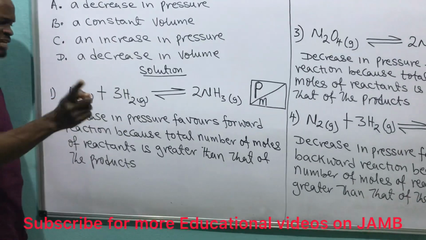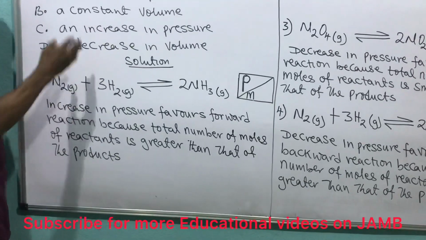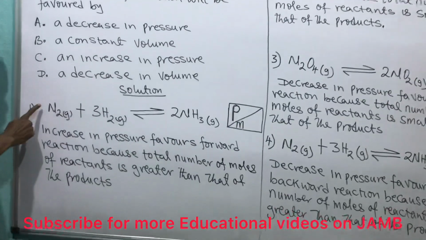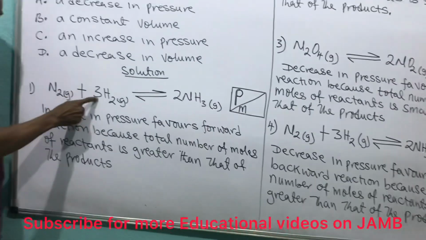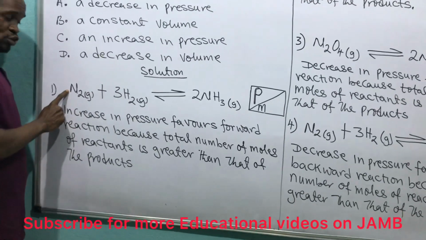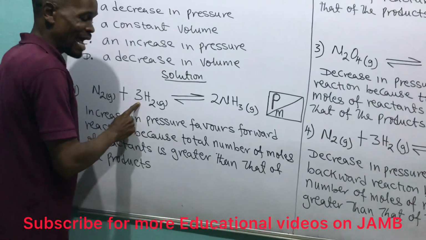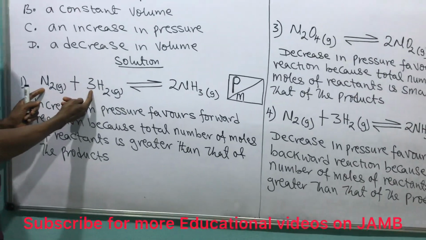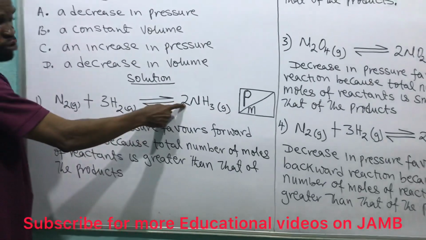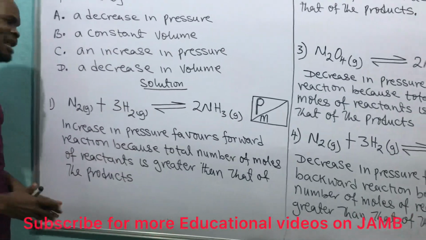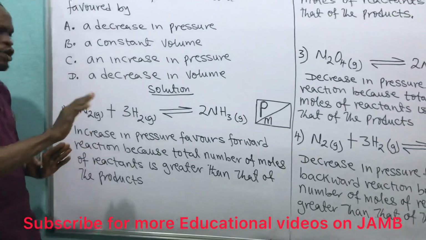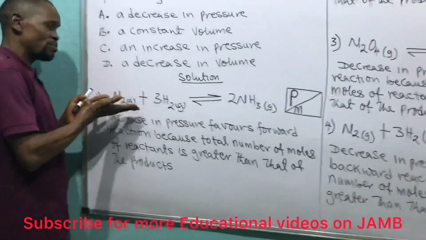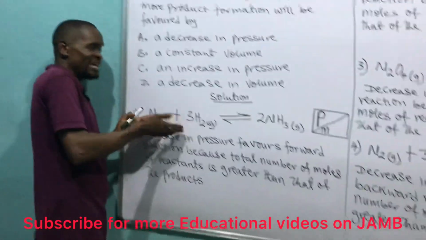Then let us go to this. The first thing I will do is to check the total number of moles in the reactant and the total number of moles in the product. This is 1 mole of nitrogen plus 3 moles of hydrogen, which gives 4 moles. Total number of moles here is 4, while the total number of moles here is 2. I think you're watching me. Then if I increase the pressure, the direction the reaction will favor is the forward reaction, because the total number of moles here is higher than this place.